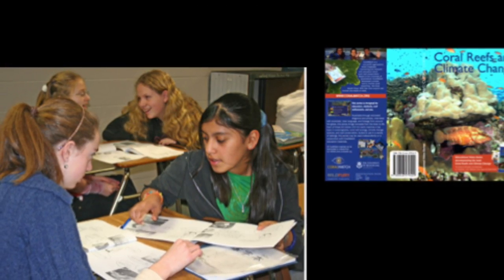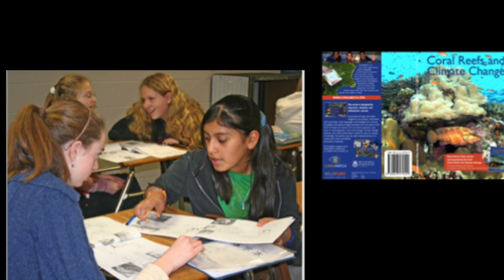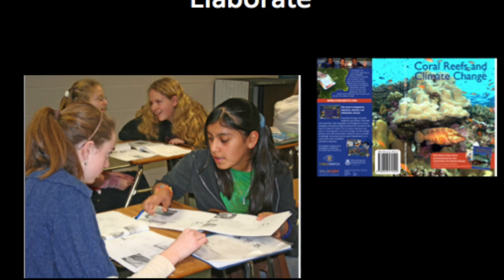To elaborate on this, have students pair up and read more about coral reefs. When finished, have them ask each other questions about the new information they learned.